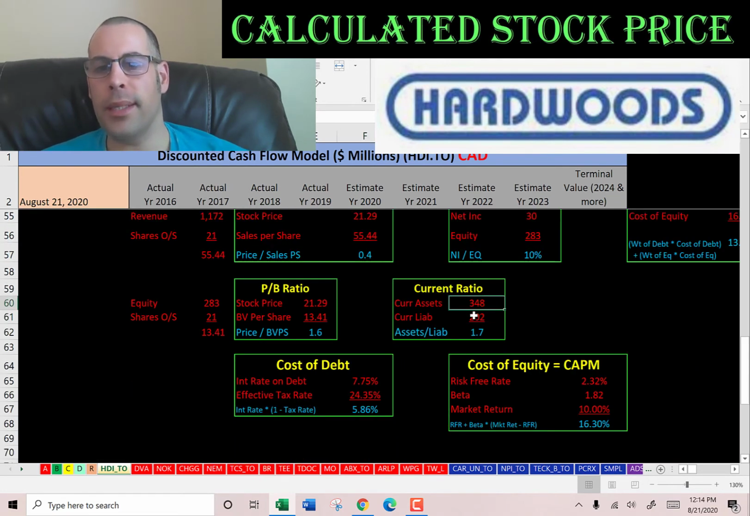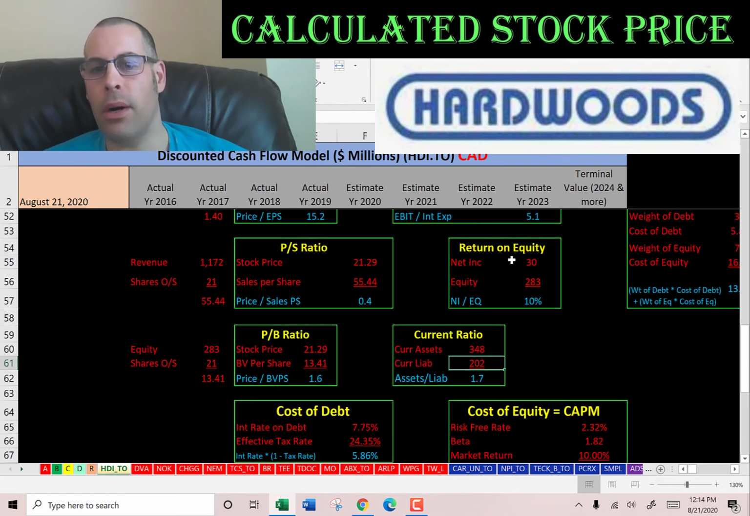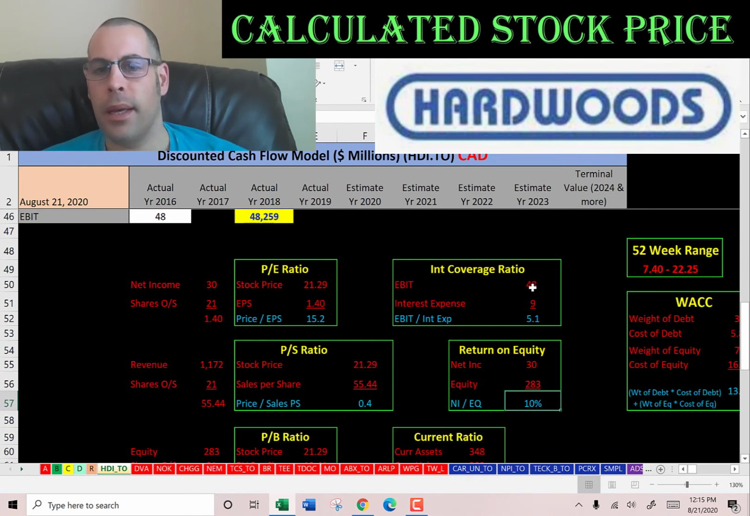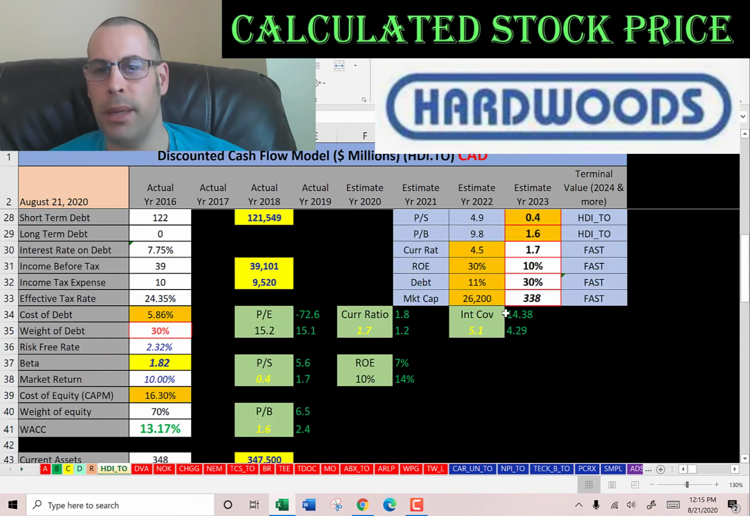Current ratio is current assets over current liabilities, and they're at 1.7. I like to see between 1.2 and 2, so that's good. They can cover their current debts and payables. ROE is net income over equity. I like to see above 20%. They're at 10%, so they don't provide the best value to their equity holders. Interest coverage ratio is EBIT over interest expense. I like to see above 2. They're at 5.1, so they can easily cover their interest payments.